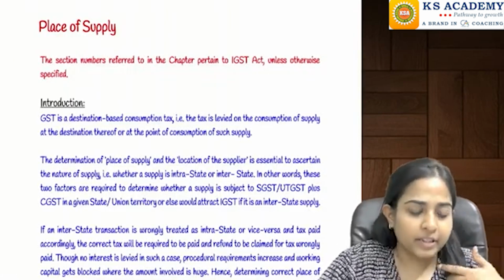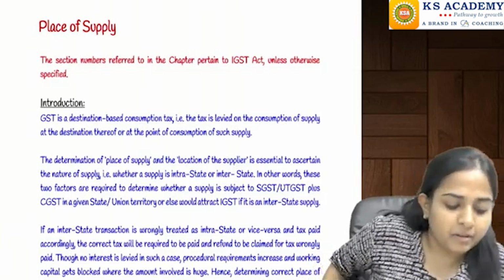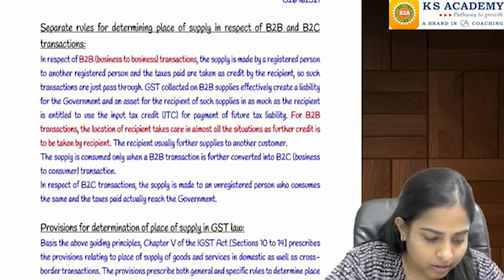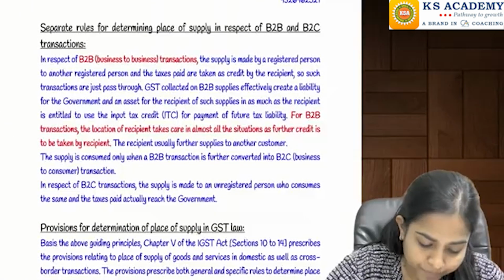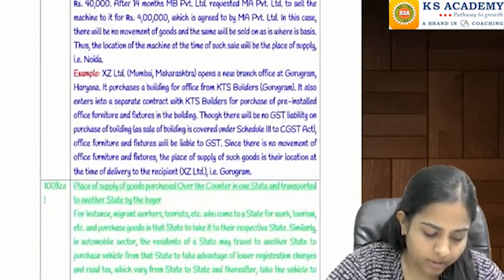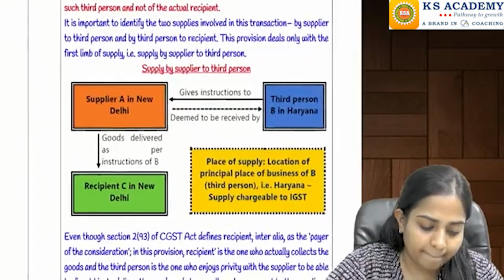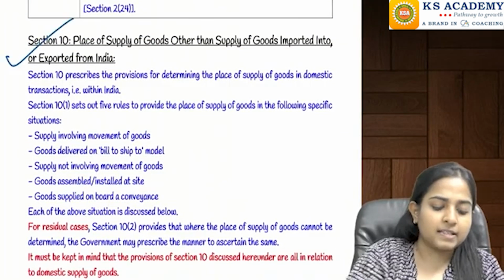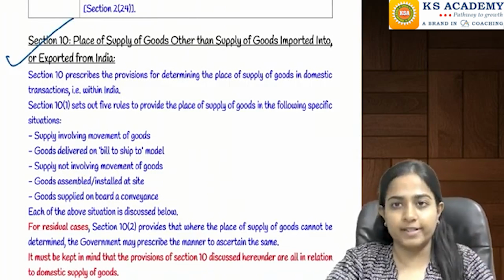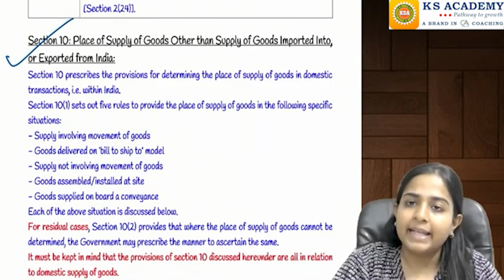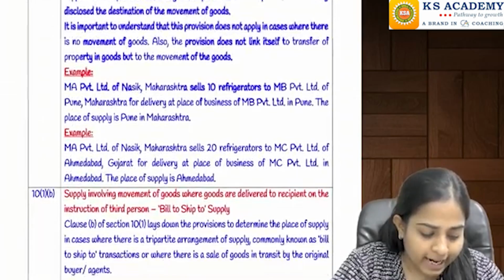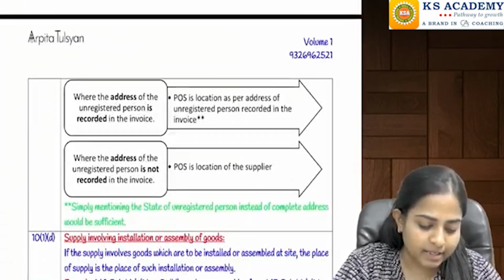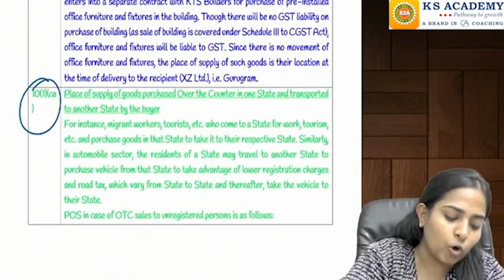Okay, so let's start with the amendments of the place of supply chapter. Basic provisions we had already considered. Come to section number 10. In section number 10, we had discussed the place of supply of goods, other than import and export. In that we had studied various sections and subsections. In that, one new point has been inserted, that is section 10.1 clause CA.